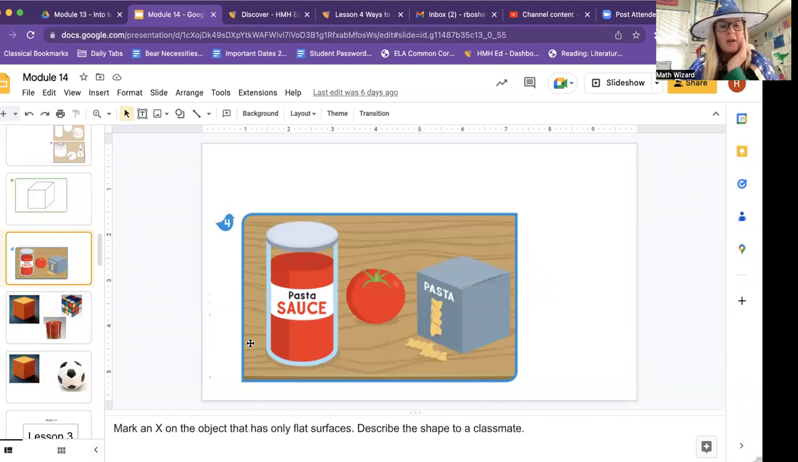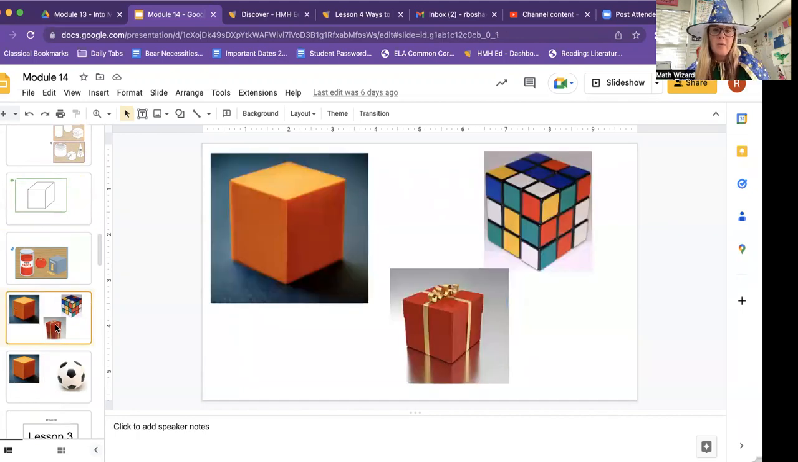All right. You're going to mark an X on the object that only has flat surfaces. Only flat. No curved surfaces at all. All right. Which object only has flat surfaces? Well, we already did this, right? We looked at different ways you can make cubes or different objects in real life that are cubes. So remember, how many flat surfaces? Do you remember? 6 flat surfaces that are the same size.